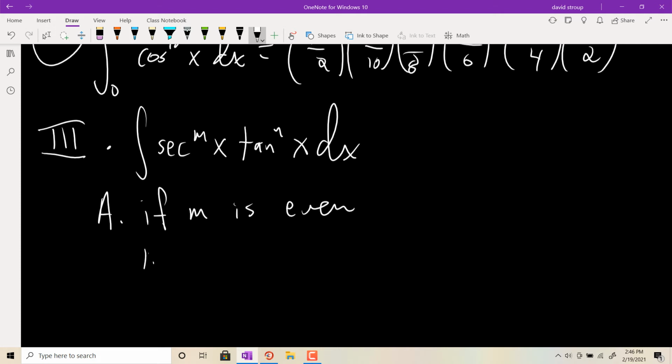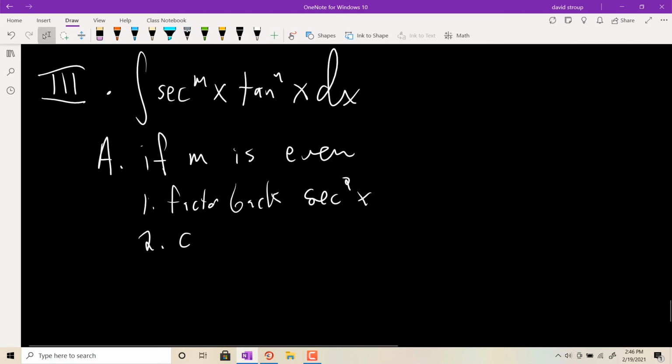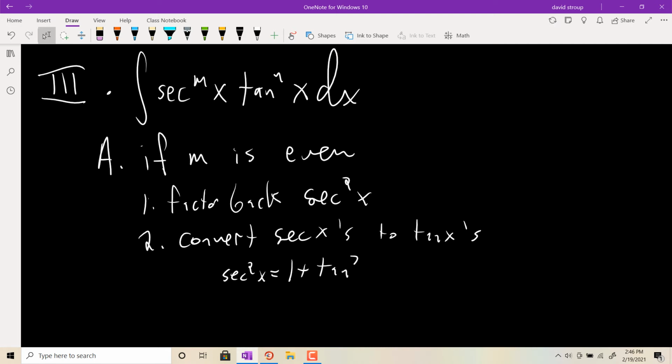So first, factor back, or push back if you'd rather, secant squared x for your differential part, and then secondly, convert your remaining secants to tans using your Pythagorean formula. So secant squared x is 1 plus tan squared x. And then thirdly, let u be equal to your tan.